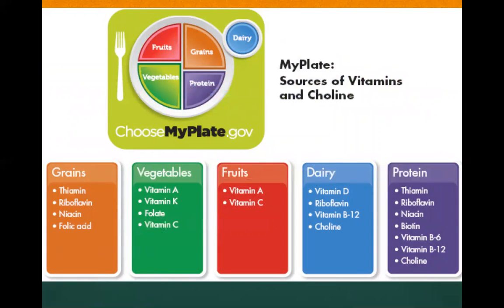This is MyPlate, obviously, and this lists the food groups and explains which vitamins come from each of the food groups. So if you're eating grains, you're going to get a certain vitamin profile. If you're eating vegetables, you're going to get slightly different vitamins, fruits, dairy, and protein. And so by eating a variety of foods from each of these food groups, you can make sure that you're obtaining all of the vitamins you need.